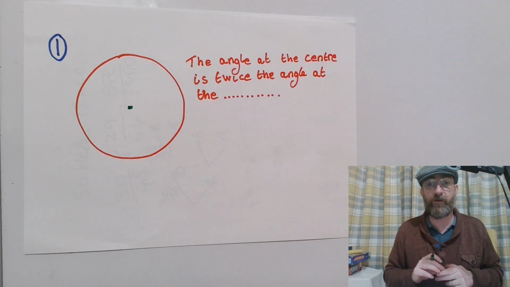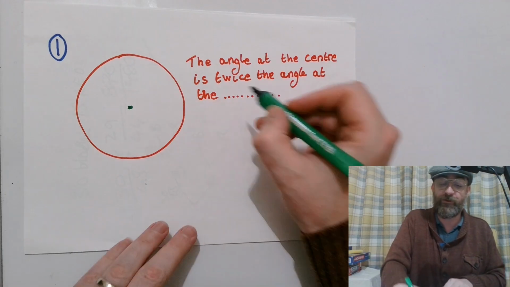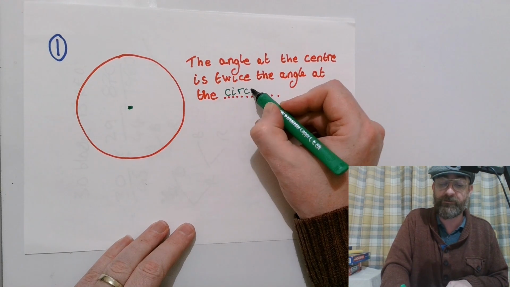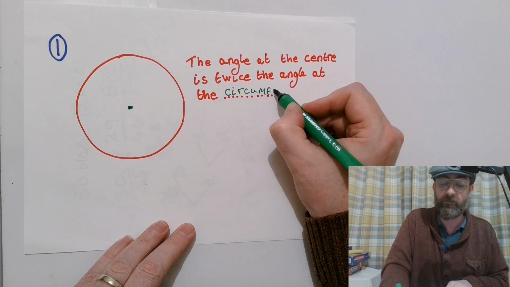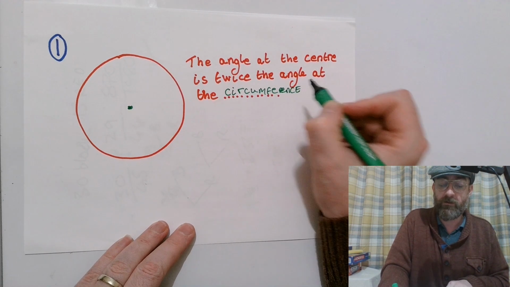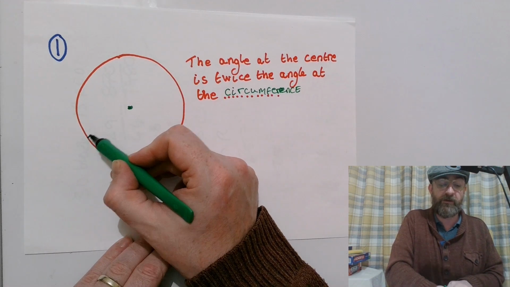Okay, here's our first circle theorem then. The angle at the centre is twice the angle at the blank. So that blank is circumference. Well done if you got that. I'll fill that in: circumference. There we go, and this is what the diagram looks like.